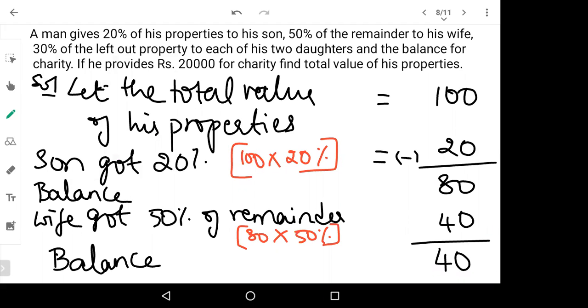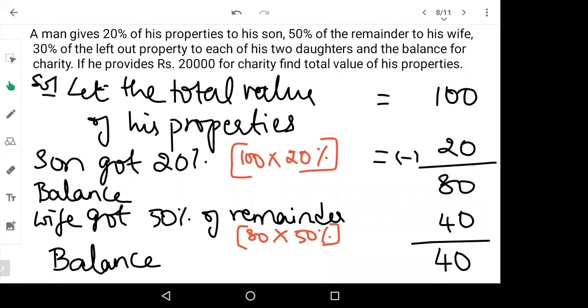Okay. Now the third part, 30% of the left out property to each of his two daughters. Until that we will find 30% of the left out property. Left out property is the remaining balance, whatever is there. From this property, 30% will be given to one daughter, other 30% will be given to the other daughter. So he has two daughters, which is mentioned here. So if each of them is getting 30%, it means totally 60% of 40 will be given to the daughters.